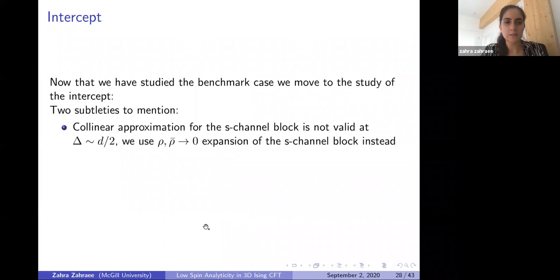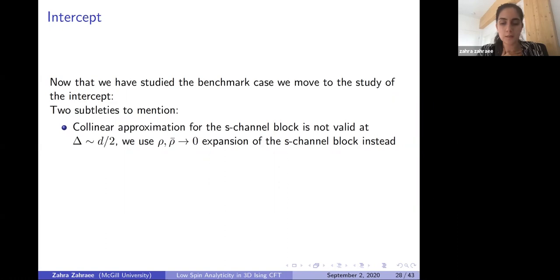So now that we have studied the benchmark curves, we are ready to move to the intercept. Two subtleties to mention here. First, the collinear approximation for the S-channel block is not valid when delta is equal to d/2. The second term that I said could be neglected cannot be neglected when we are close to d/2. There are also collinear descendant terms in the z goes to 0 limit, which also matter.